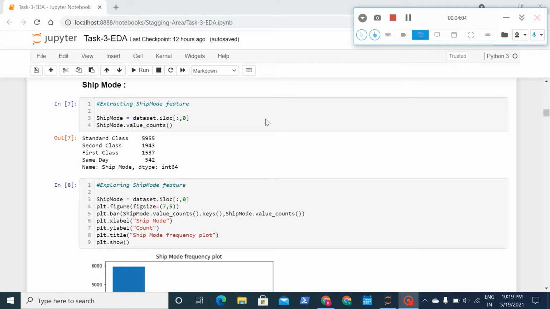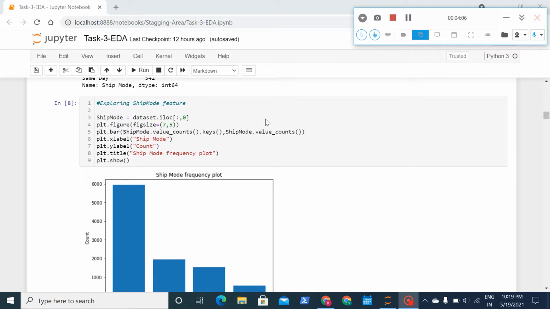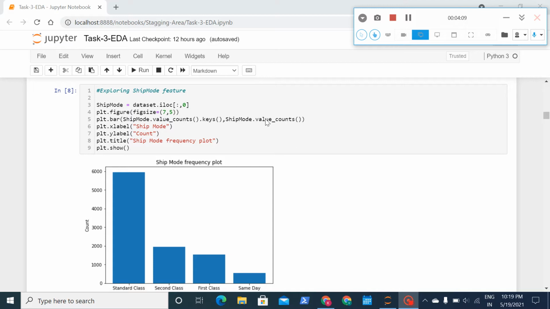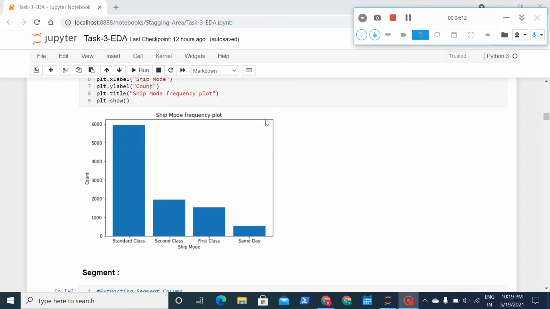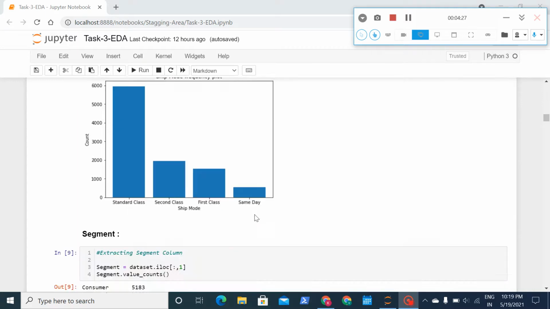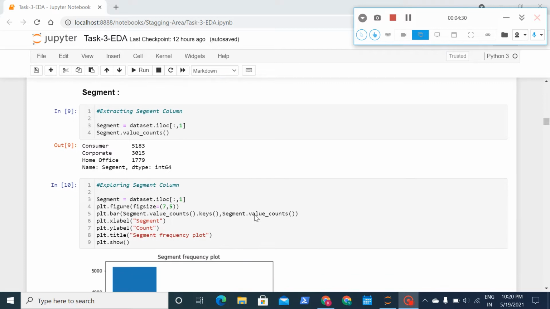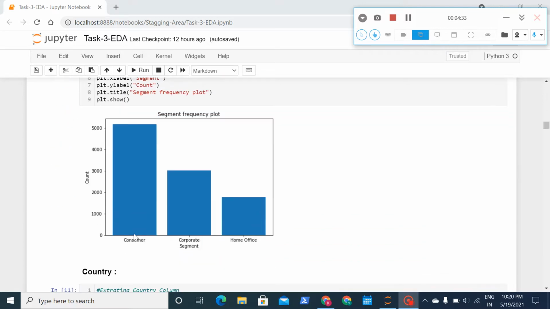First is ship mode, that is, the mode in which the packages are delivered to the consumer. We can see that using the standard class, more transactions happen, comparatively fewer in second class and first class, and very low in same day sales. Next, we will get into the segment part, that is, the distribution of the sales into three categories: consumer, corporate, and home office. We can see the distribution over here in the bar plot diagram.